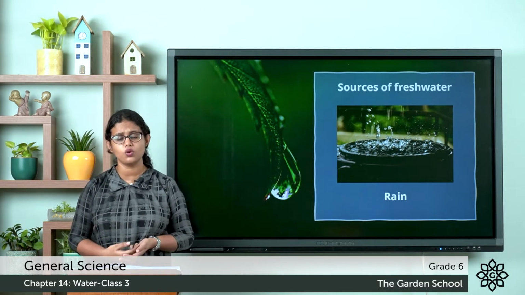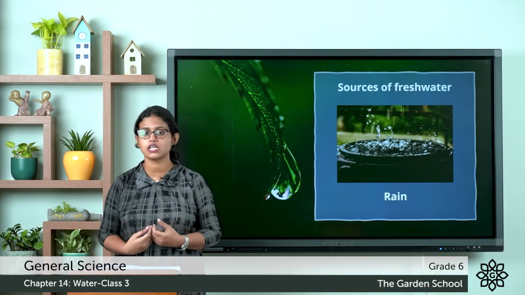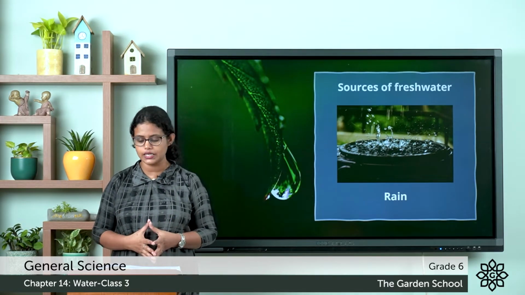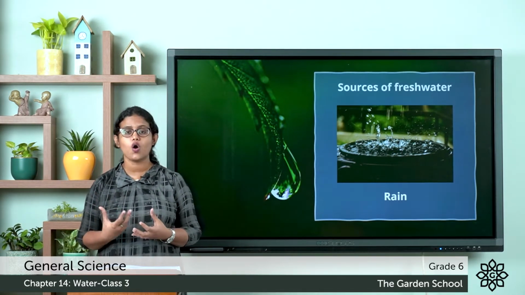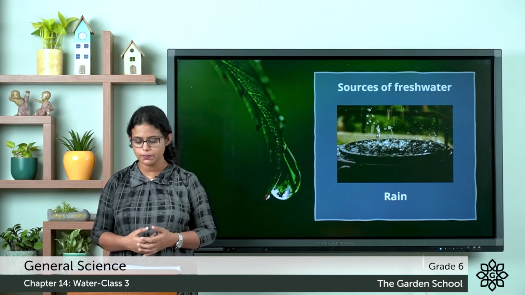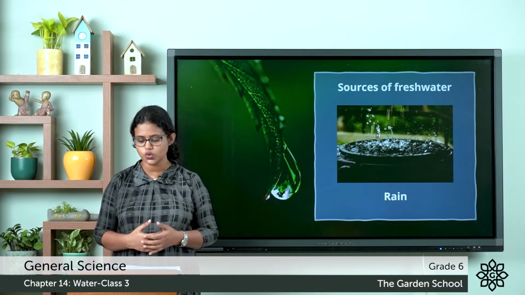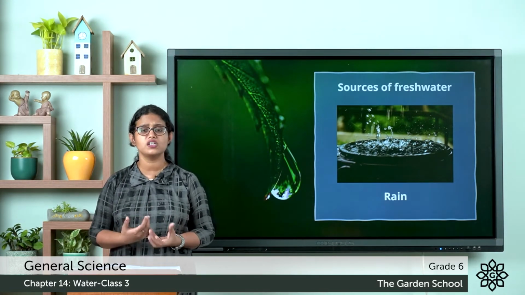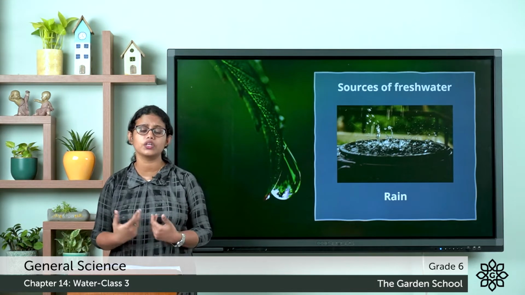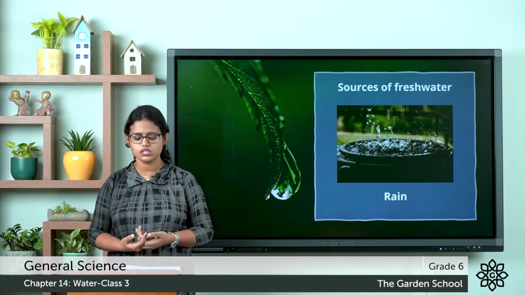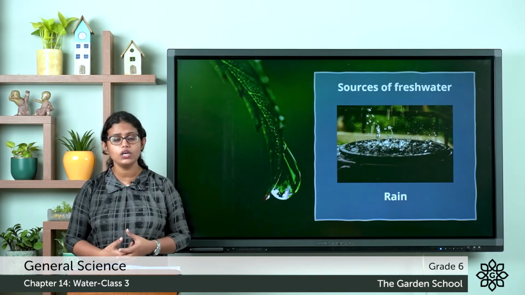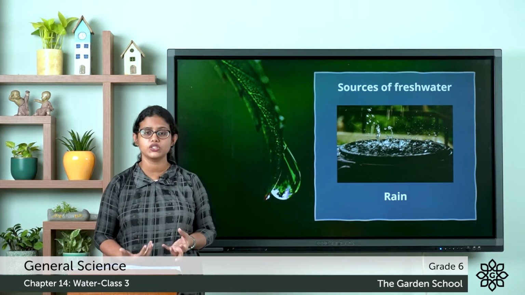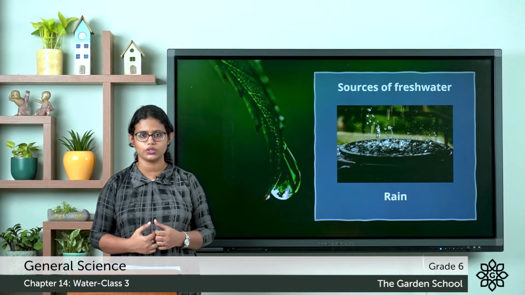Rivers, lakes, ponds receive a fresh supply of water during the rainy season. So during the summertime, the wells, ponds and rivers get dried up, and they can be recharged only when it rains again. So rain is one of the major sources of fresh water.